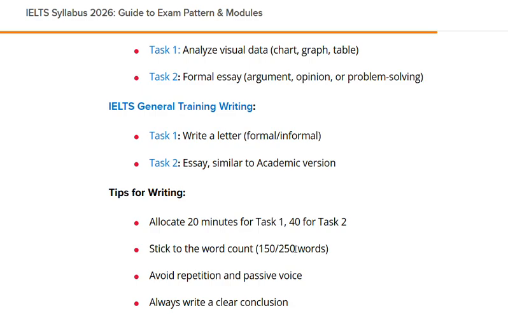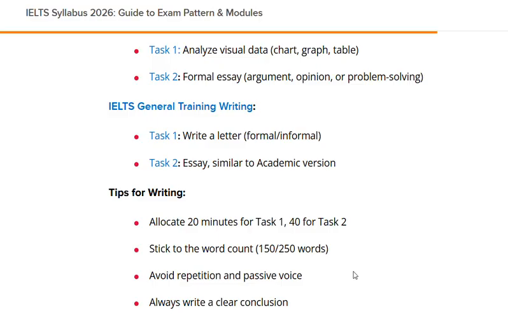Stick to the word count. Always try to increase by 20 or 30 words in both task 1 and task 2. Don't go below 150 or below 250. Always try to increase by 10 or 15 words. And avoid repetition and passive voice. You need to make sure that you are using the correct tense in writing, and that is very important.